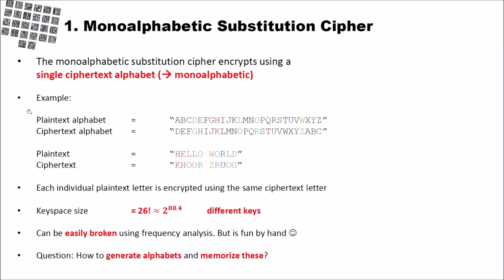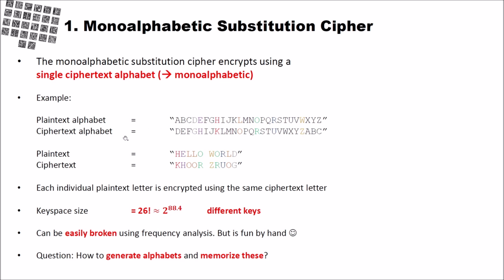We have 2 alphabets. We have a plaintext alphabet. This is the alphabet used in our plaintext space. And then we have a ciphertext alphabet that we use for encryption. For example, our plaintext alphabet is just the standard Latin alphabet from A to Z. Then our ciphertext alphabet here is a shifted alphabet, like for instance in the Caesar cipher, that goes from D to C. And as you can see, it's shifted 3 times to the left.